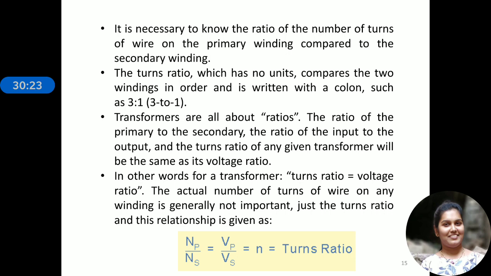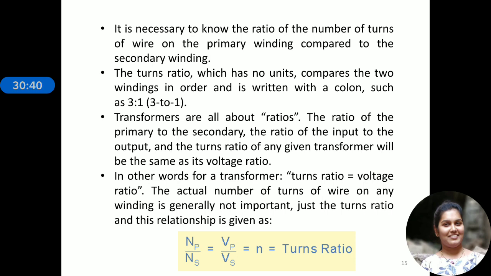So if we assume for an ideal transformer, the phase angles for that is phi P is equal to phi S. So that is the flux is equal. If we consider this, then we can write this expression.